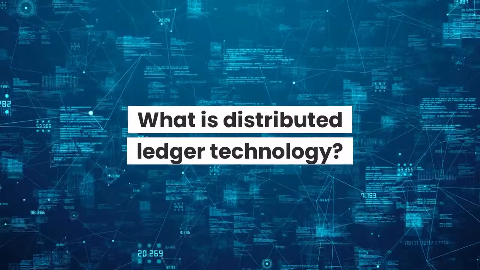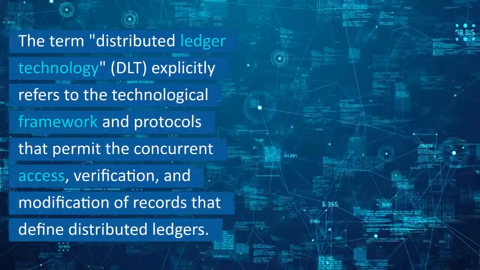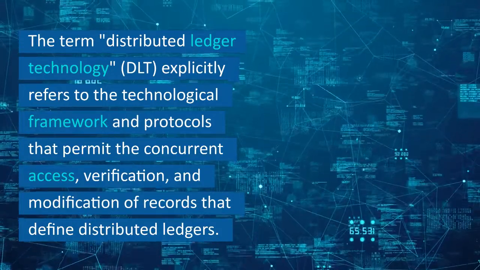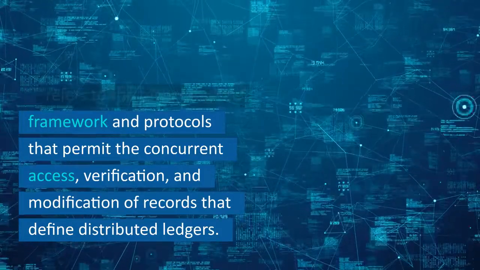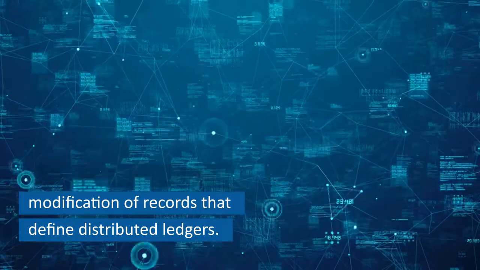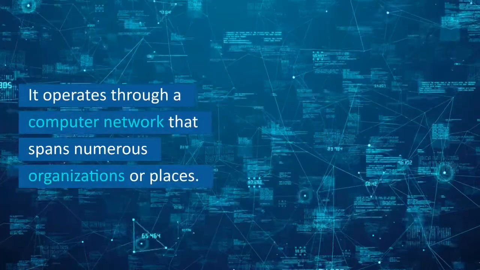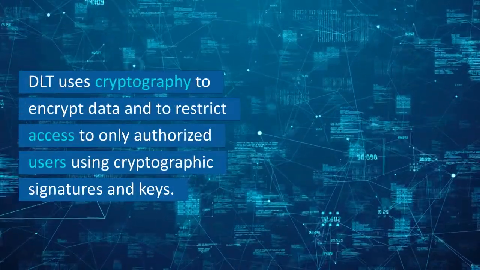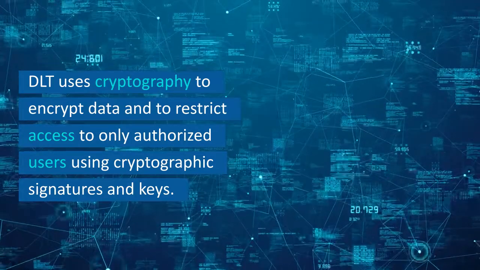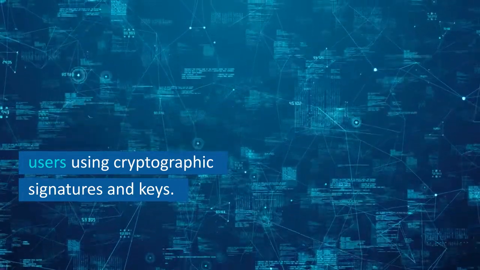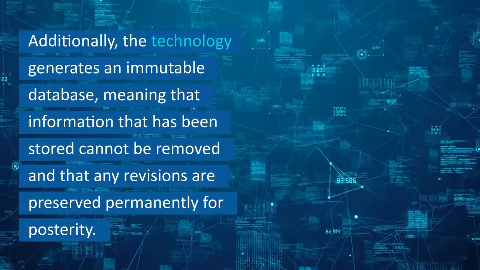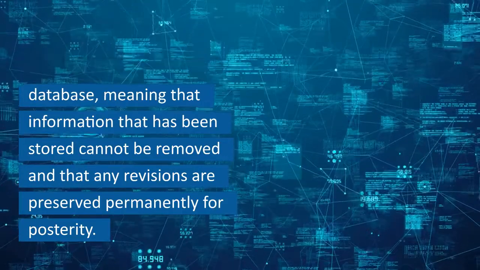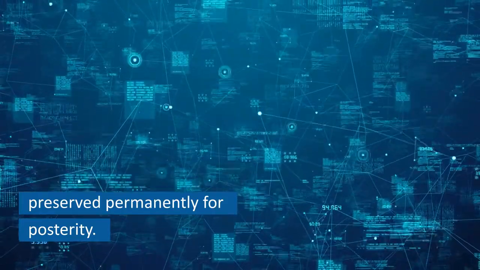What is distributed ledger technology? The term distributed ledger technology, DLT, explicitly refers to the technological framework and protocols that permit the concurrent access, verification, and modification of records that define distributed ledgers. It operates through a computer network that spans numerous organizations or places. DLT uses cryptography to encrypt data and to restrict access to only authorized users using cryptographic signatures and keys. Additionally, the technology generates an immutable database, meaning that information that has been stored cannot be removed and that any revisions are preserved permanently for posterity.